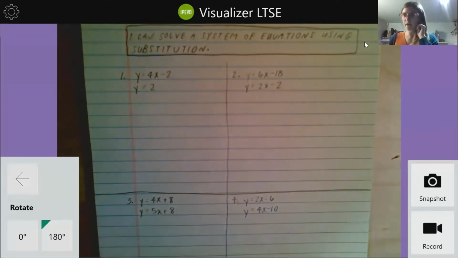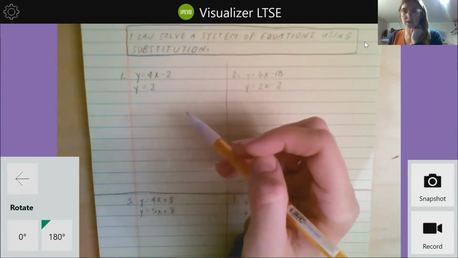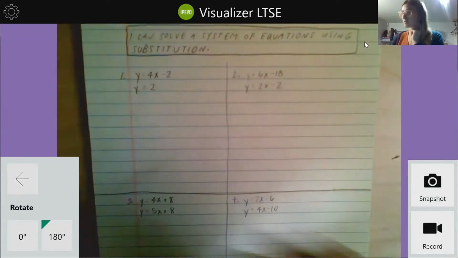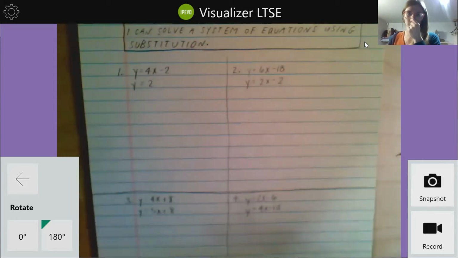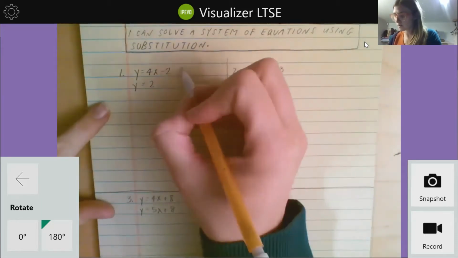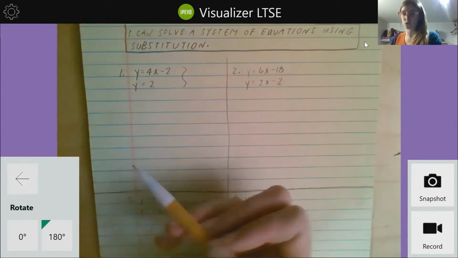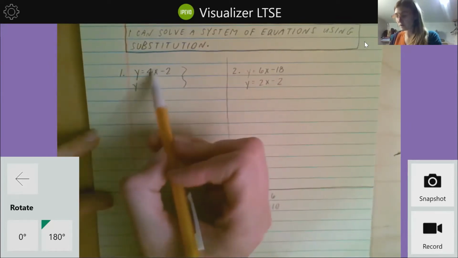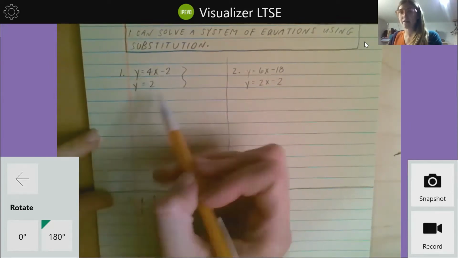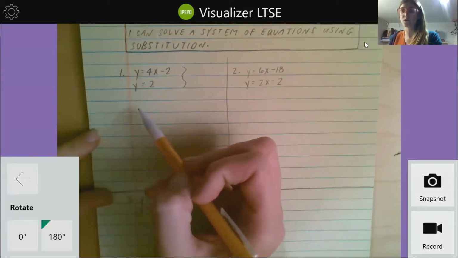All right, we're going to look at solving systems of equations with substitution. We're going to look at a couple of the practice problems. So this first one, we have two equations here. This is our system of equations, and we want to find the solution. The solution is the value of our two variables, x and y, that will make these equations both true.